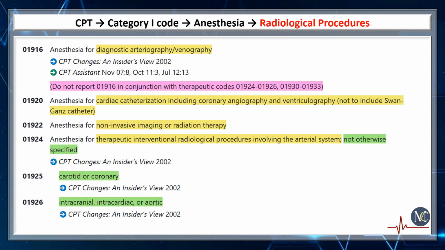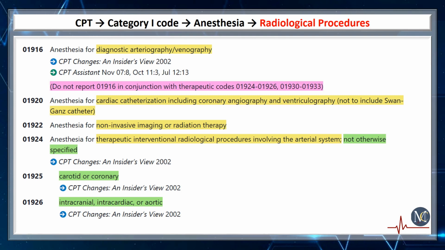Next code is 01924. Anesthesia for therapeutic interventional radiological procedure involving the arterial system not otherwise specified. Therapeutic interventional radiological procedures of the arterial system are used to diagnose and treat arterial conditions using minimally invasive techniques typically guided by imaging techniques. Next code is 01925, carotid or coronary artery. Same procedure as in 01924 but on the carotid and coronary artery.